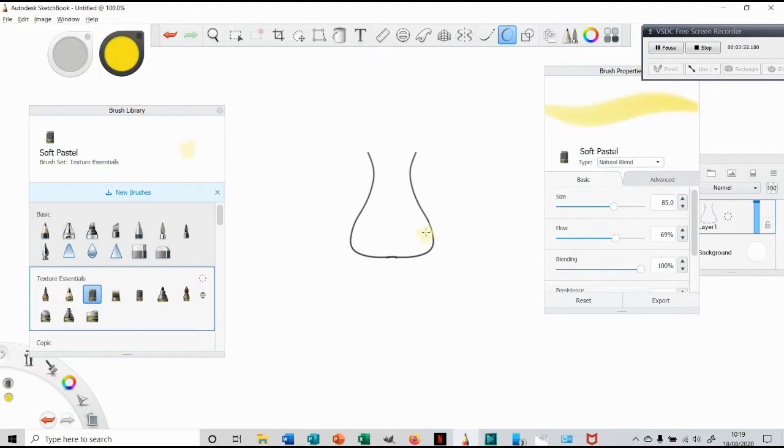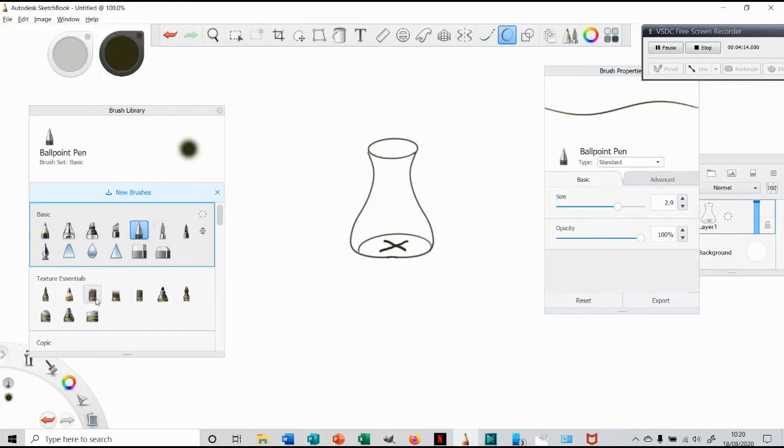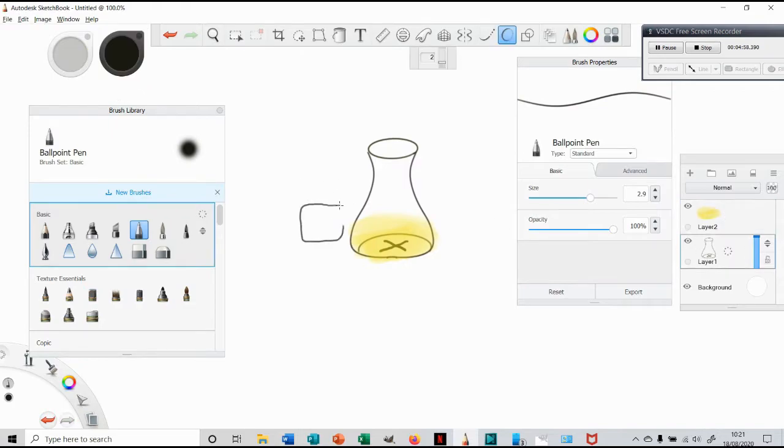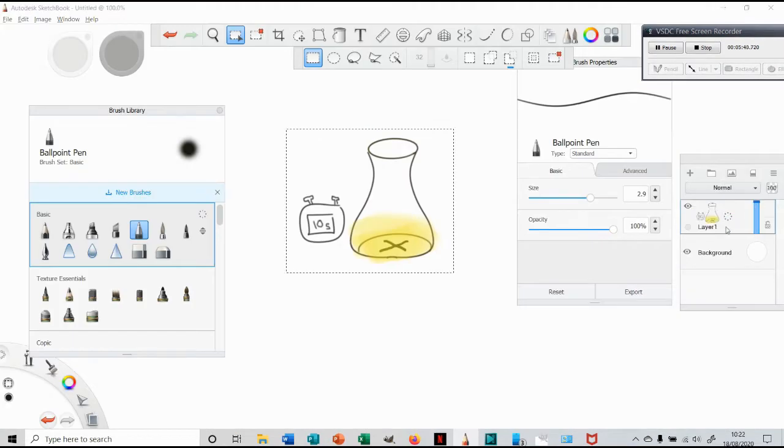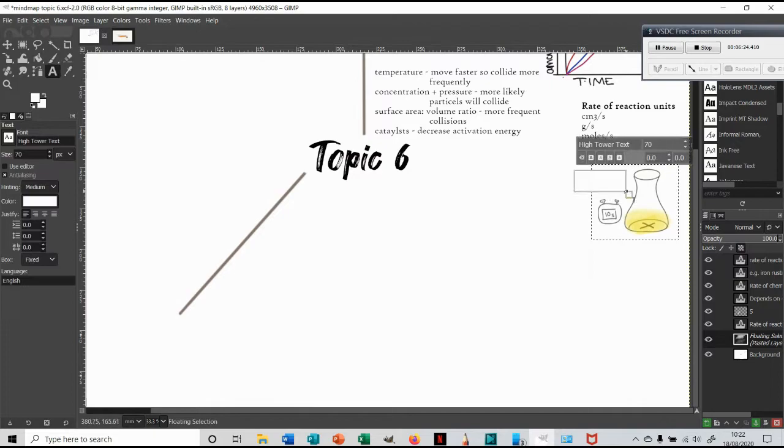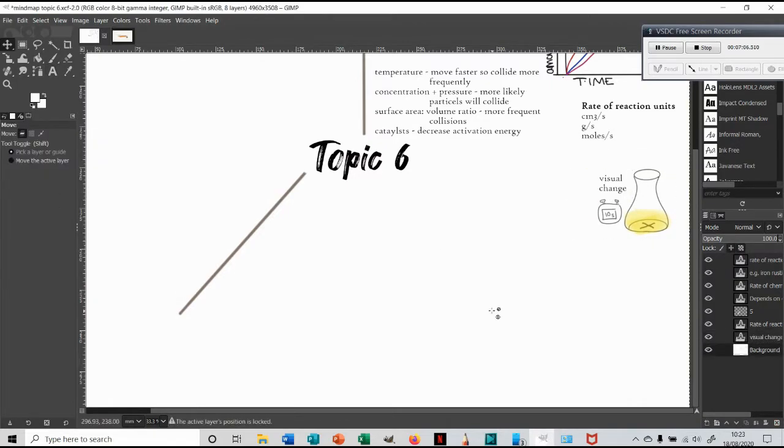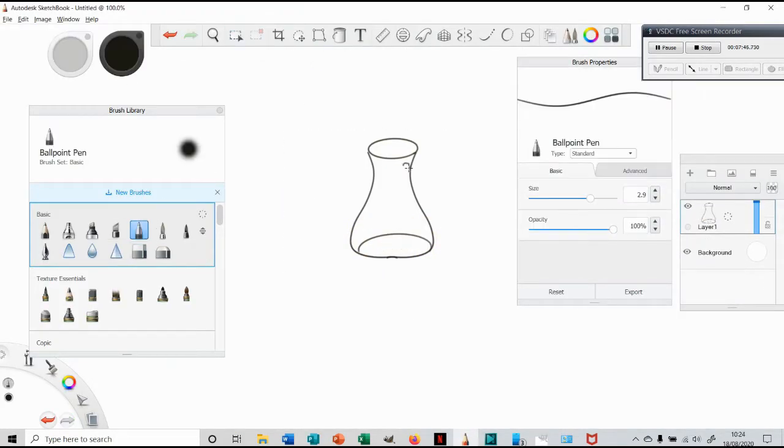One required practical is to calculate the rate of reaction of an experiment. The rate of reaction, remember, is the amount of product divided by the time it took to produce it. The units for this depend on whether it's a solid or gas or moles. This can be centimeters cubed per second, grams per second, or moles per second.